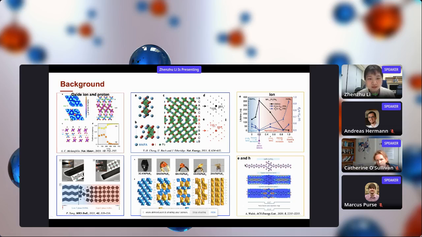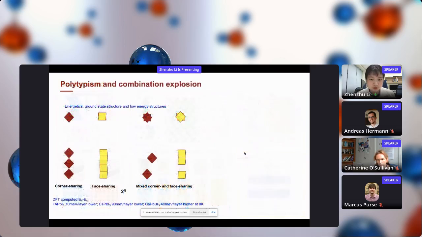So investigating the polytypes will be very meaningful because they offer us a platform to investigate the carrier behaviors in such materials. But the first thing we care about for the polytypism in halide perovskite is their energetics, regarding their ground state structure and low energy structures.